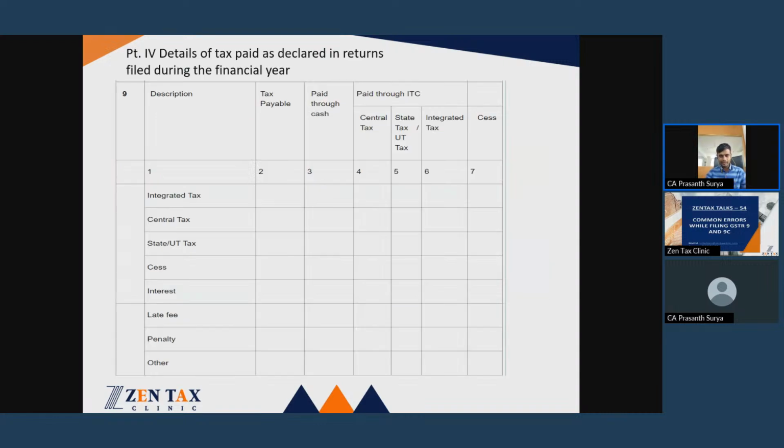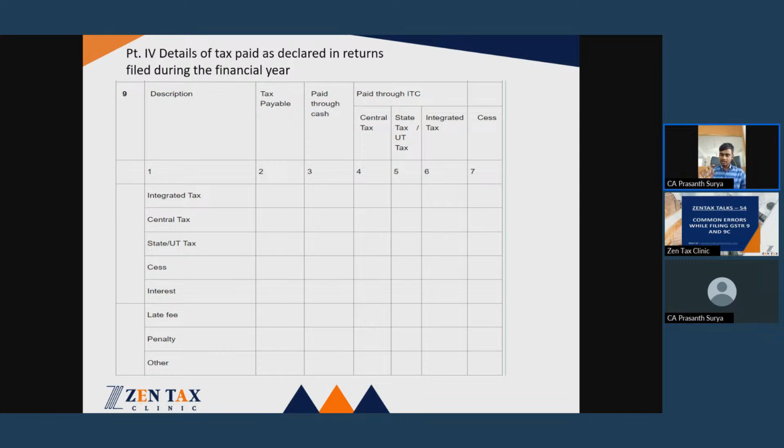So the next thing is table 9. In table 9, if you have no differences and no additional liabilities, column 2 is tax payable. Column 2 is editable actually. It will be auto-populated from GSTR3B, but it is editable. What you are reflecting in column 2 should have been paid through cash or through ITC during the year. Of course, the other columns are uneditable. These are the summary of GSTR3B that you have filed throughout the year. So tax payable minus paid through cash minus paid through ITC.